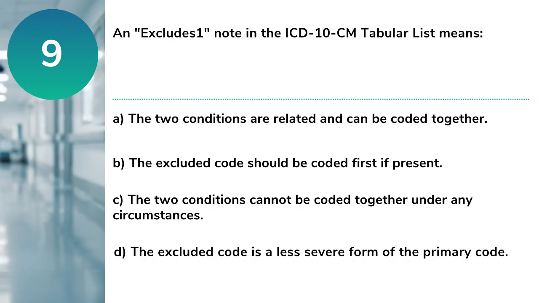Question 9. An Excludes1 note in the ICD-10-CM tabular list means: A. The two conditions are related and can be coded together. B. The excluded code should be coded first if present. C. The two conditions cannot be coded together under any circumstances. D. The excluded code is a less severe form of the primary code.